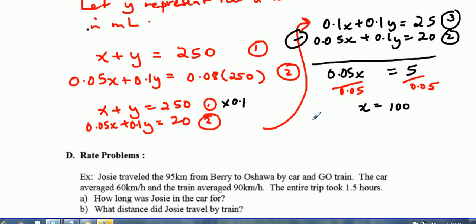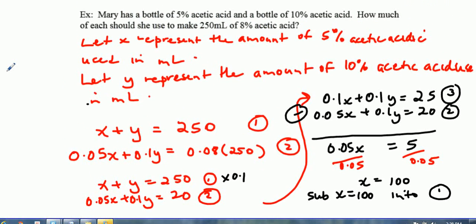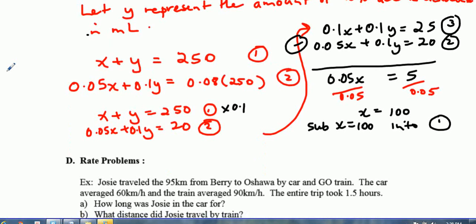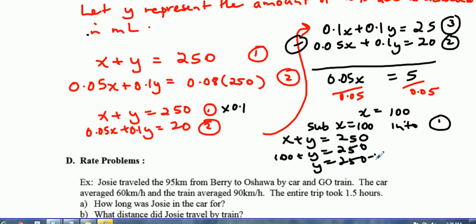Okay, so now I'm just going to sub x equals 100 into 1. Now let me just keep an eye on what the question was. Did it ask for both? How much of each? Yeah, so I do need the x and the y. So I'm putting that into 1, so I'm going to say that x plus y equals 250. And I'm going to put 100 here, plus y equals 250. So y equals 250 minus 100, and y is 150, as I said before.